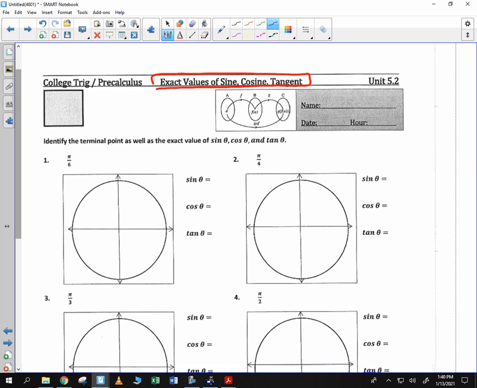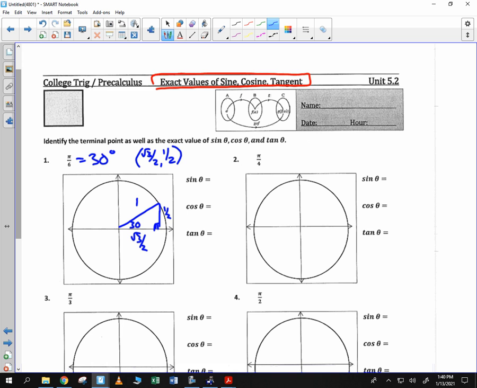I'll do a couple with you. Pi over 6 is 30 degrees. So we construct a 30, 60, 90 triangle. Always know that the radius is 1. The short side will be a half, and this longer side will be root of 3 over 2. So therefore, the terminal point, or the coordinate, is root of 3 over 2, 1/2.